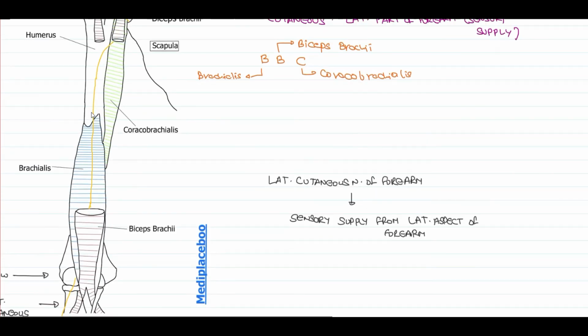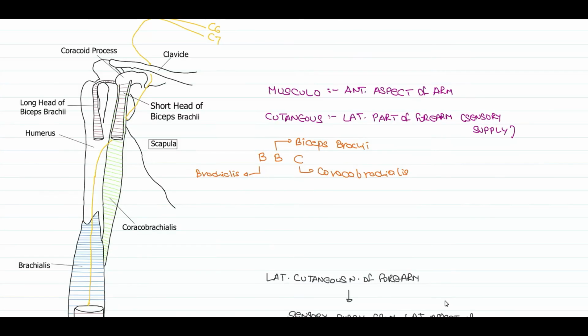The other point which I want to tell you here is that few lateral fibers of brachialis muscle are supplied by the radial nerve, and mostly the brachialis muscle in itself is supplied by the musculocutaneous nerve.